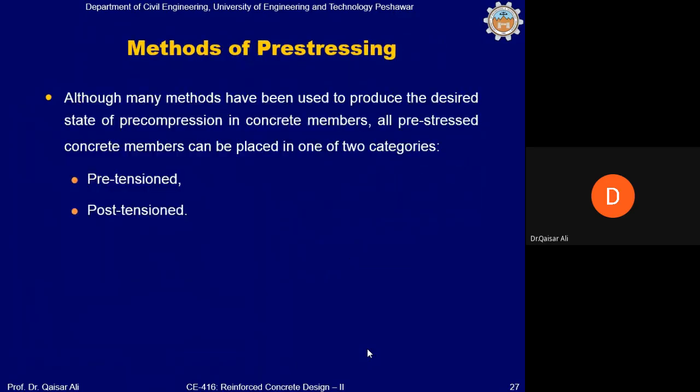Okay, now methods of pre-stressing. This needs your attention now. Although there are many methods, all the methods can be divided into two: pre-tensioning and post-tensioning.